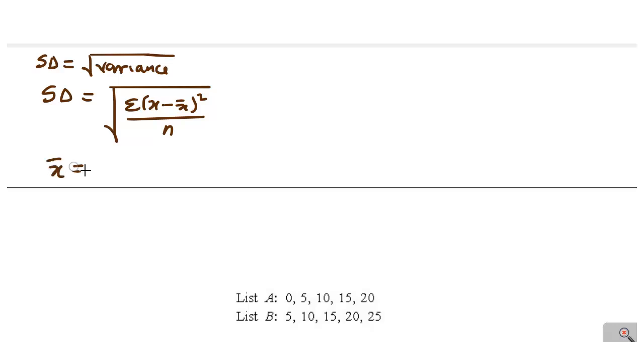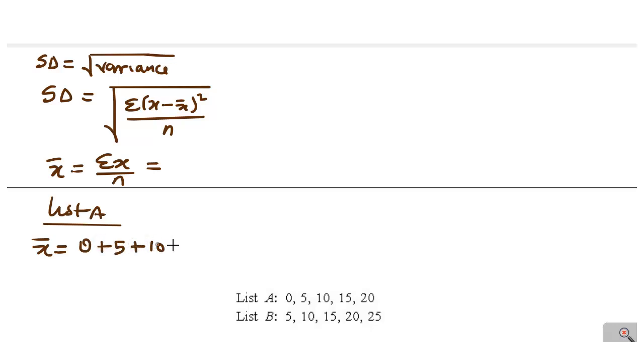And we know that the mean for ungrouped data is the summation of the data items over the number of entries. So this one will be for list A. x bar, which is the mean, will be 0 plus 5 plus 10 plus 15 plus 20, that is 5 items, everything divided by 5. That gives 0 plus 5 is 5, plus 10 is 15, plus 15 is 30, plus 20 is 50. So 50 divided by 5 gives us 10. That is the mean for list A.